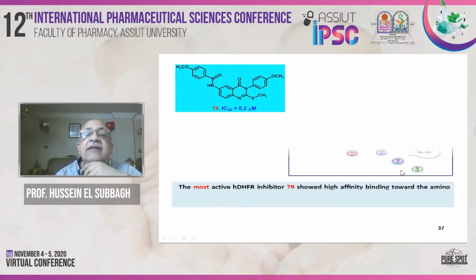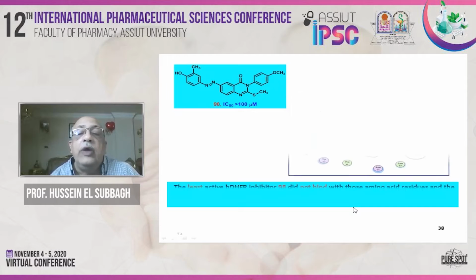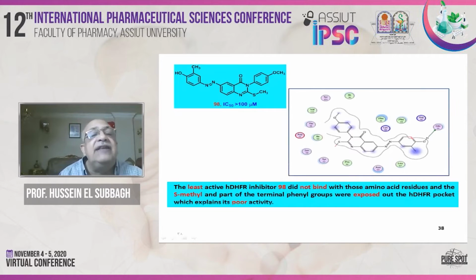Compound 79 is involved in the bucket through binding with threonine and serine, serine 118, in the same fashion as methotrexate does. We interpreted the inactivity of compound 98 as the S-methyl group protruded, exposed out of the bucket, as you see, and this is why it is poorly active.